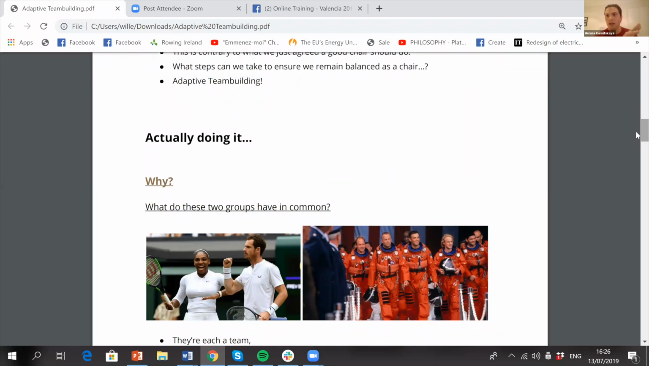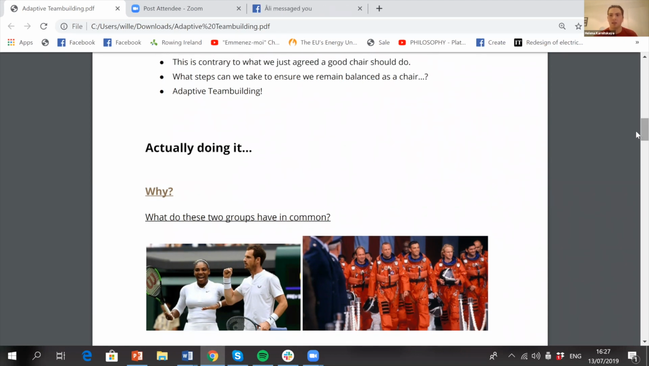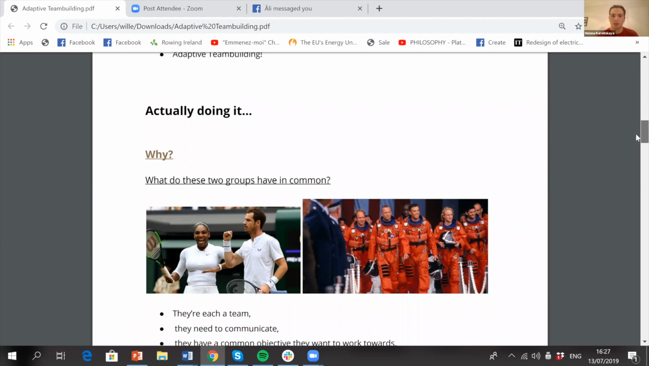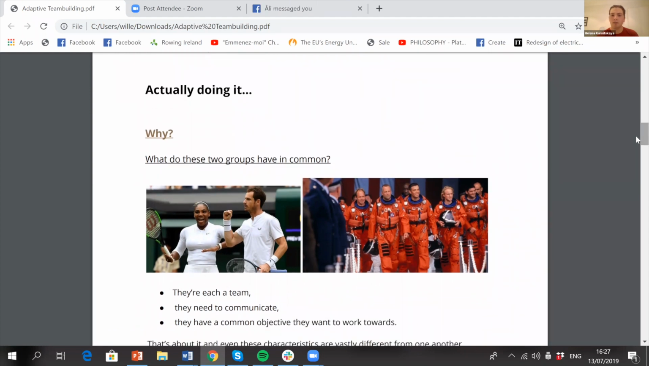And my question there is, what do these two groups have in common? Think about it for a second. You think, okay, completely different, but when you look at them, there are a couple of things similar, which is that they're each a team. They need to communicate to each other. And then finally, they have a common objective that they want to work towards. So effectively, that's all they really have in common. Winning a doubles match in tennis versus destroying an asteroid are very different tasks.